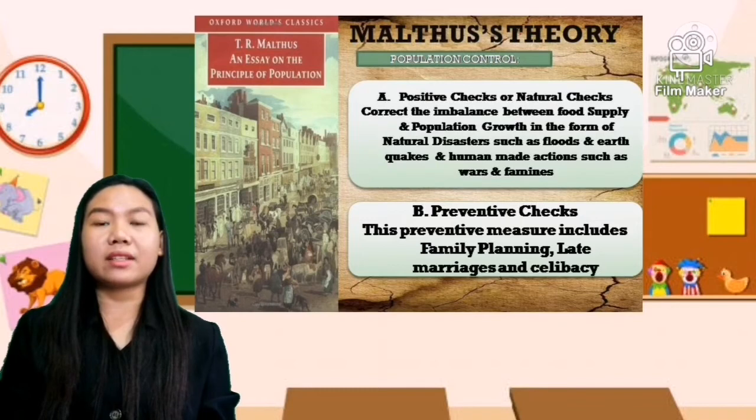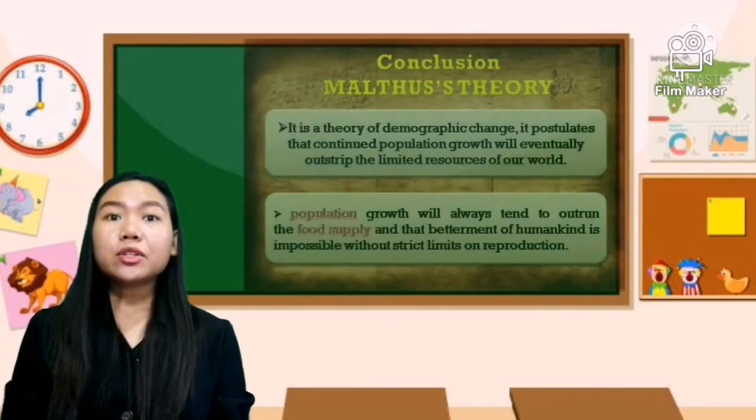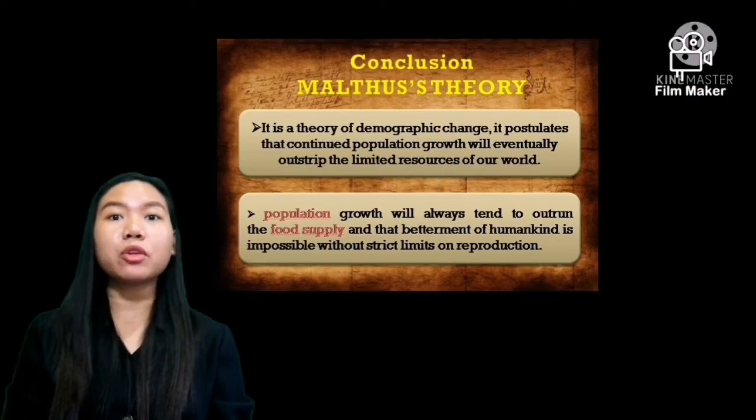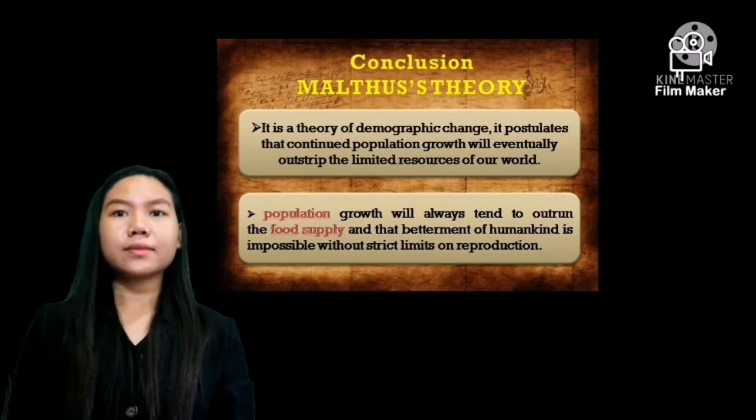Second is preventive checks. Malthus also suggested using preventive measures to control the growth of population. This measure includes family planning, late marriages, and celibacy. In conclusion, on Malthus' theory, population growth will always tend to outrun the food supply and that betterment of humankind is impossible without strict limits on reproduction.